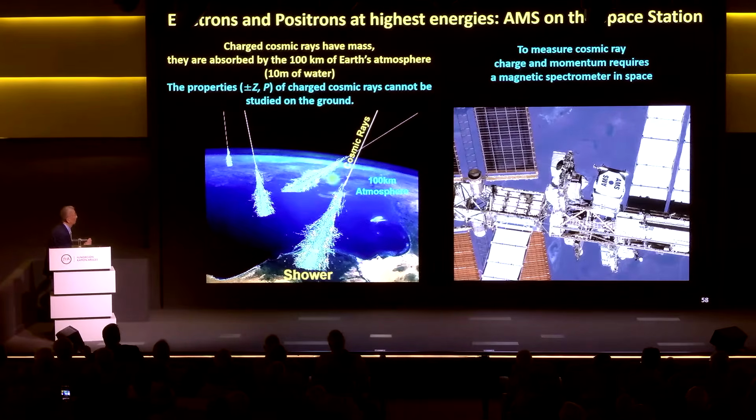To measure cosmic ray charge and momentum, you require a magnetic spectrometer in space. And this turned out to be quite difficult. You can imagine you have a magnetic compass effect. If you put a magnet in space, one end will point to the north, the other end will point to the south. And so you lose control of the space shuttle and space station. But we managed to figure out a way so the magnet doesn't change in space.